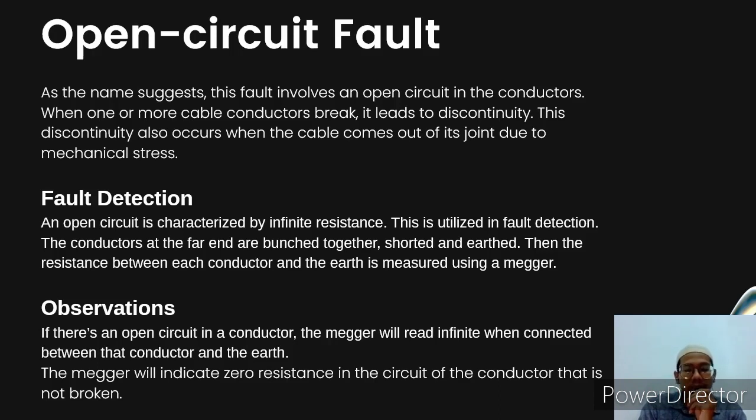For the observation from the megger, when the megger is connected between the conductor and the earth, it will read the infinite value. So this concludes that the circuit is an open circuit. If the megger indicates zero resistance, that means the conductor is not broken.